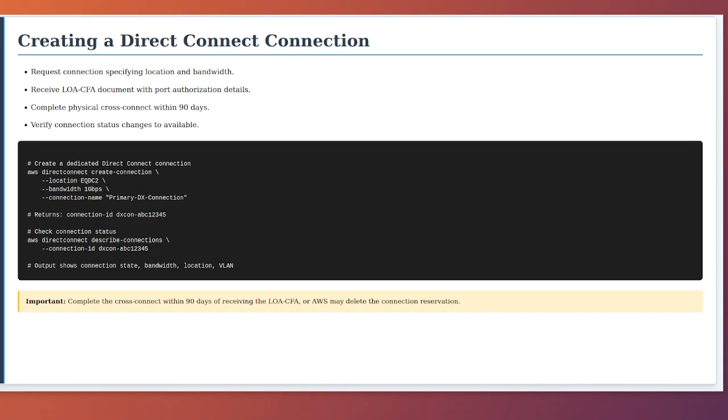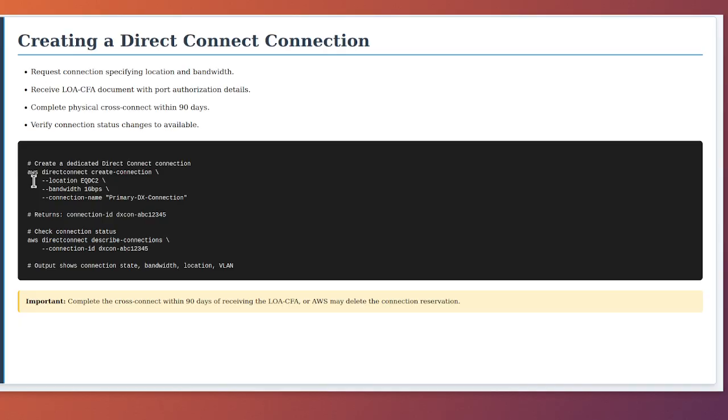The first command creates the Direct Connect connection itself. We use the AWS EC2 create Direct Connect connection command. But note that, despite the EC2 prefix, this command is actually part of the Direct Connect service. The location parameter specifies which Direct Connect facility you will be using. You need to choose a location that makes geographical sense for your on-premises infrastructure.